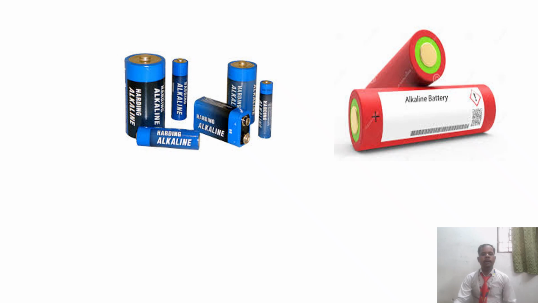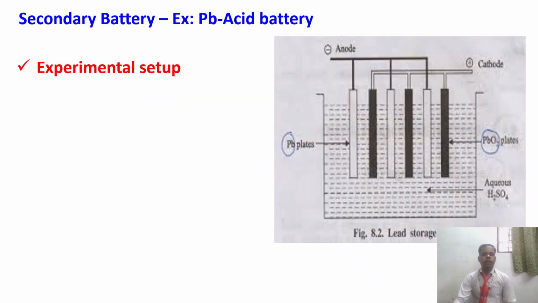One example is the lead acid battery. Secondary battery, lead acid battery. The lead acid battery is the best example for a secondary battery. First the simple experimental setup, and before that, we know very well what a secondary battery is. The electrodic reactions can be reversed at the time of passing electricity. It means it can be used again and again. That's why it is called a secondary battery.